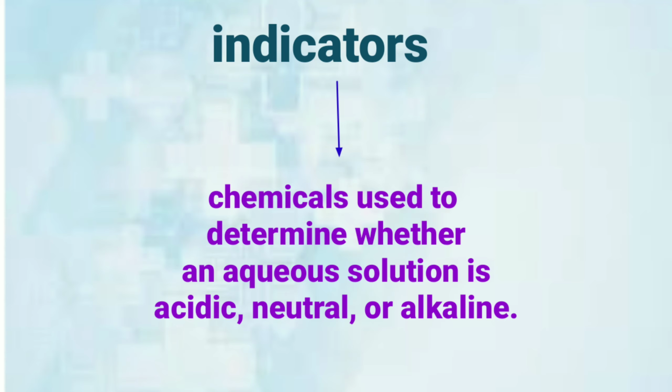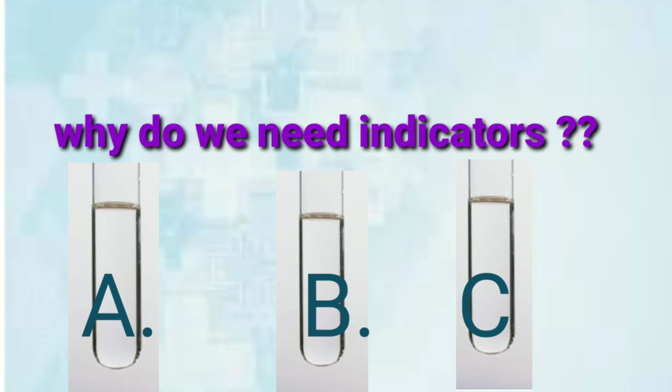Now come to indicator. Indicators are chemical substances which are used to determine the chemical nature of a given substance. So by using an indicator we can identify whether the given substance is acidic, basic or neutral in nature. Now the question arises, why do we need an indicator?